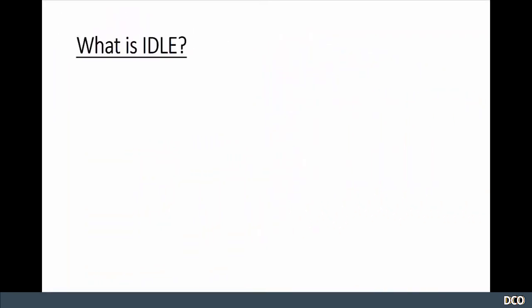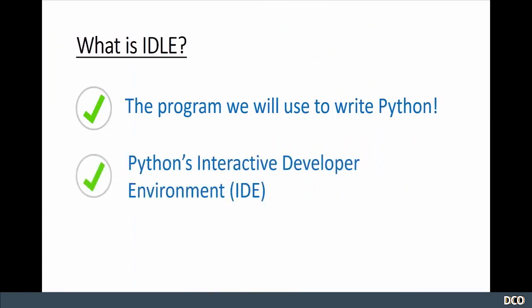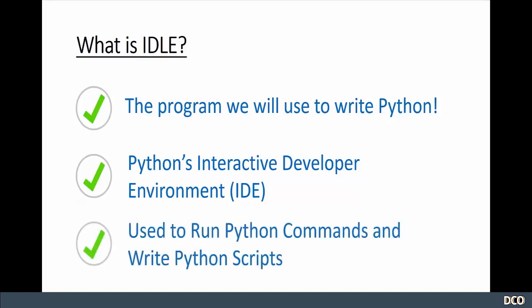So what's IDLE? Well, IDLE is basically the program that we're going to be using to write Python code. But more precisely, IDLE is Python's very own integrated development environment, or IDE. And what's an IDE? Well, that's just a fancy word for a useful text editor that makes it easier to program in a certain programming language. So IDLE is Python's built-in IDE. And what we're going to use IDLE for is to run Python programs and write files known as Python scripts. Now don't worry if you don't know what they are, we're going to see plenty of them as we go through this lecture. But for now, let's just learn how to open IDLE.